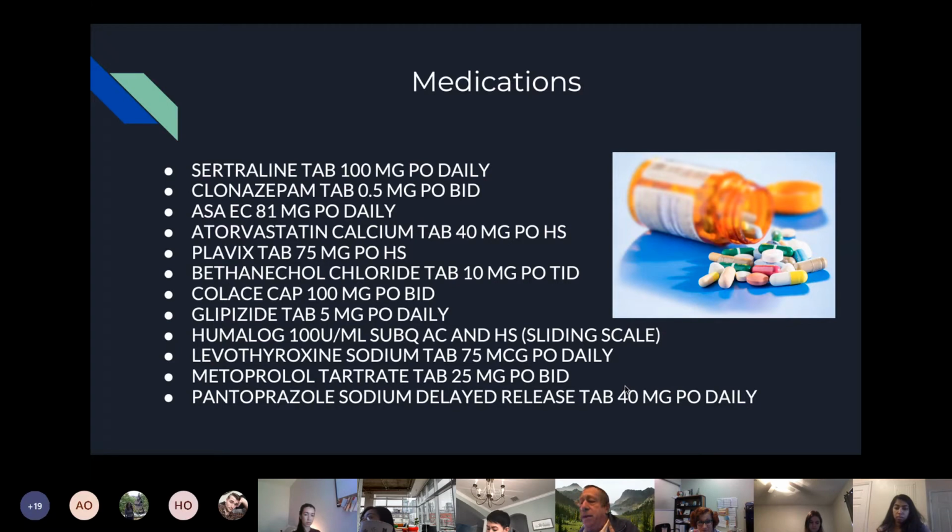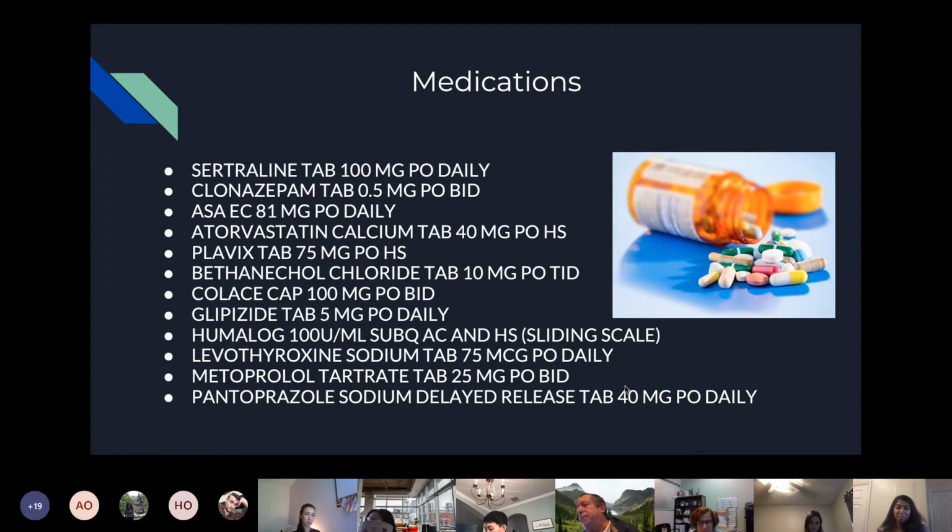She was on clonazepam, which is a benzo, and there are some questions now about benzos in older people possibly leading to Alzheimer's, but I'm not sure how far that's gone. I know there have been some studies about it, but she was on a very low dose, 0.5 PO BID, and that was for her anxiety disorder.